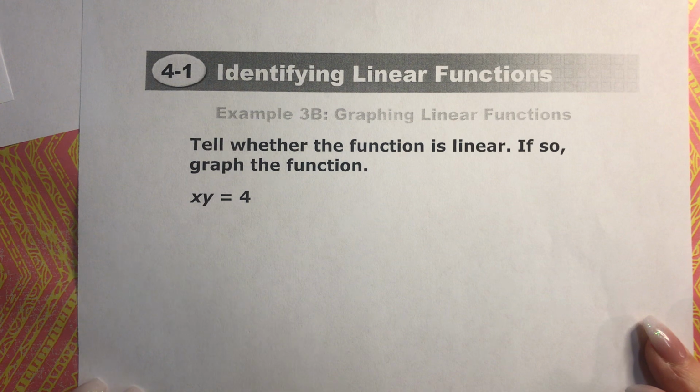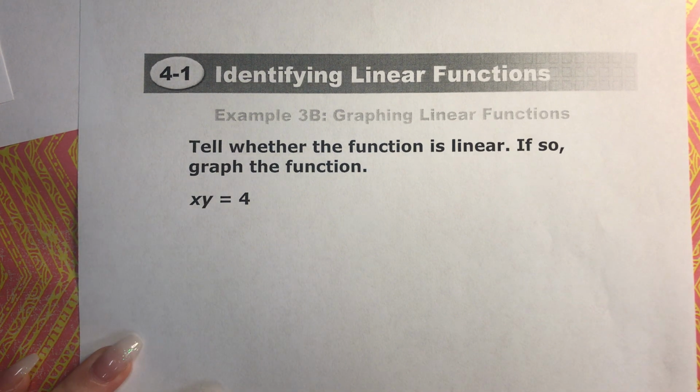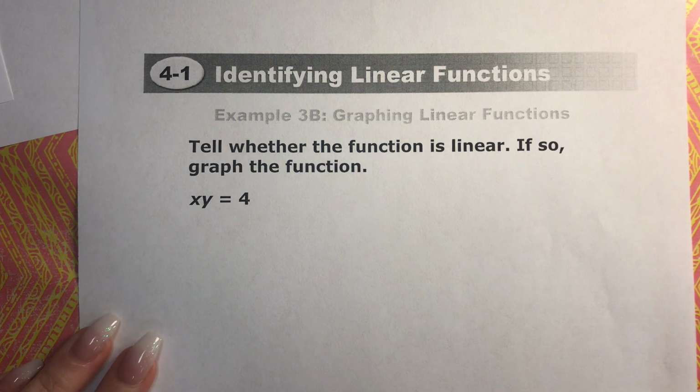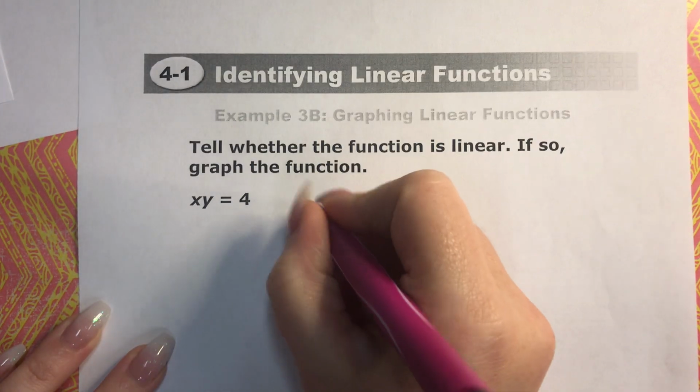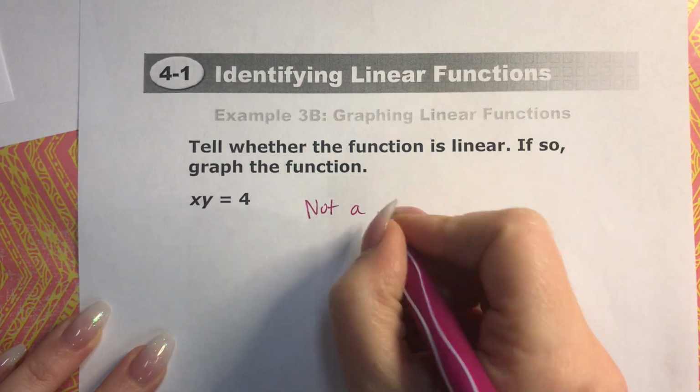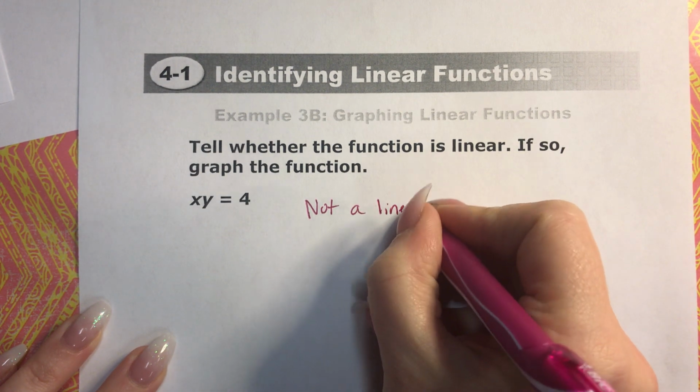Let's go ahead and look at this second problem. So we're going to tell whether the function is linear. If so, graph the function. So this one, what do you see? Is this a linear function? Well, if you said no, you would be correct because x and y are multiplied by each other. So this is not a linear function.